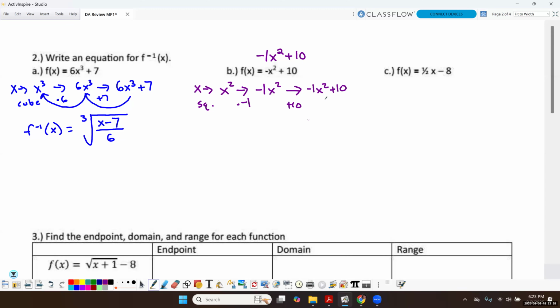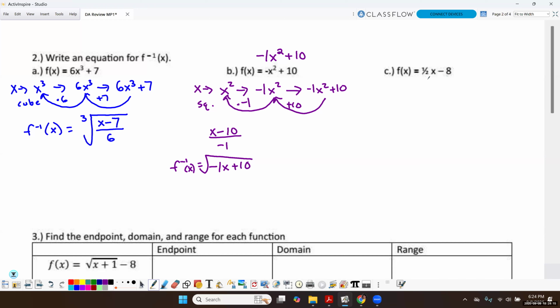So when I go to build the inverse, the first thing I'm going to do is subtract 10. Then I'm going to divide everything by -1. Now I can actually do that. That gives me a nice pretty integer. So I'm going to go ahead and make this -1x plus 10. Then the opposite of squaring is to square root. So my final answer in purple here is f inverse of x is the square root of -1x plus 10.